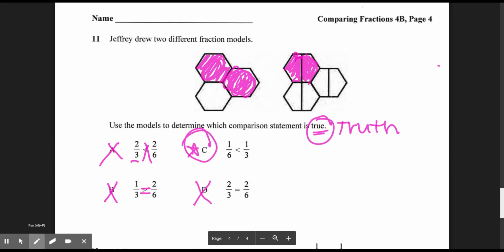So we're going to circle C, and really quick before I leave you, I'm going to shade that picture in again just so that you can see it. So remember, we had 1/6 over here, and then we had 1/3. So that 1/6 was less than the 1/3.